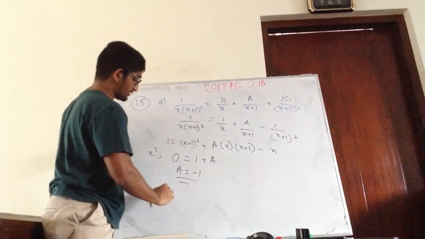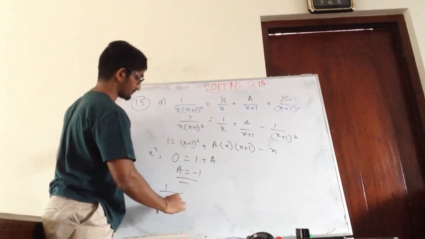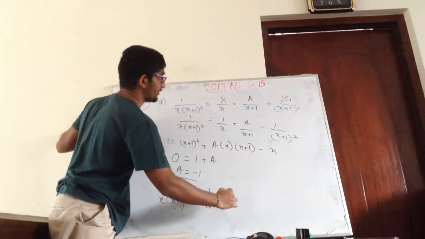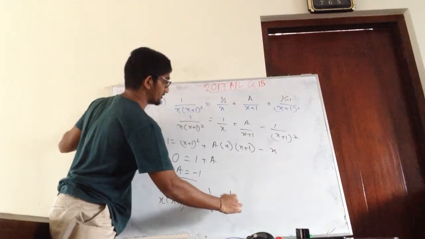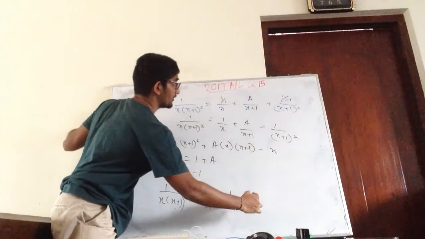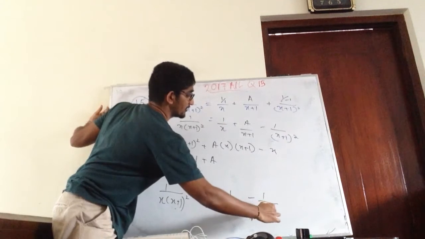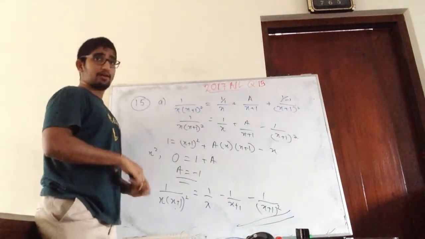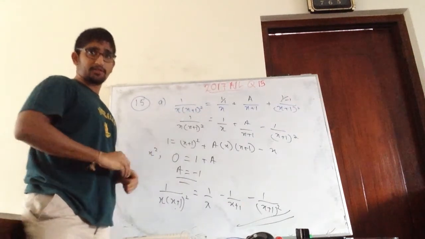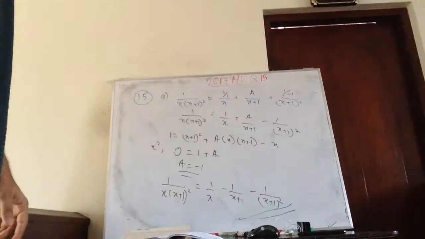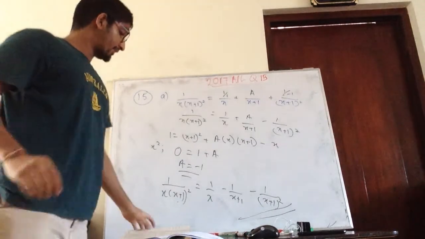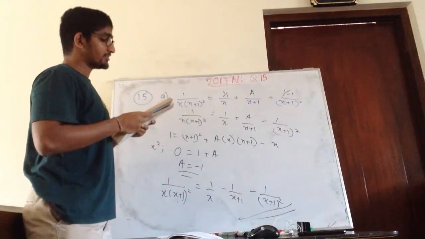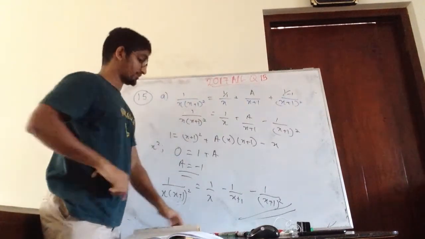So I can write this thing as 1 over x, minus 1 over x plus 1, minus 1 over x plus 1 squared. Correct, no? Right, so this is done. Then what are they saying? Then they are saying, hence find the integration of this.